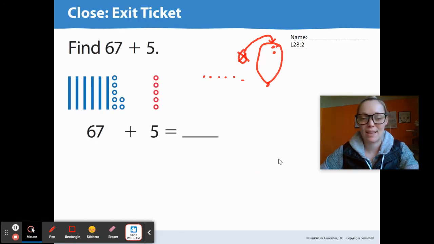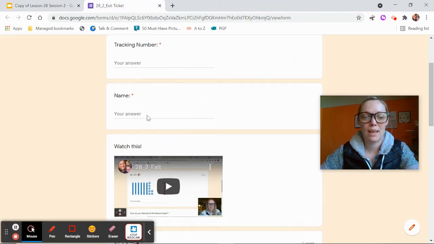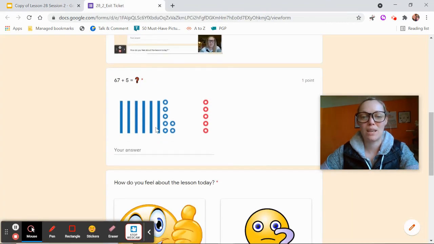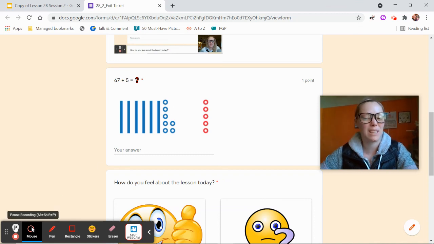And for your exit ticket today, make sure number, name, watch the video. You have a nice picture here, and you can solve the problem 67 plus 5. Keep working on moving some over or visualizing, picturing moving some over to fill this in to make a 10 if you can. It will be easier to count.